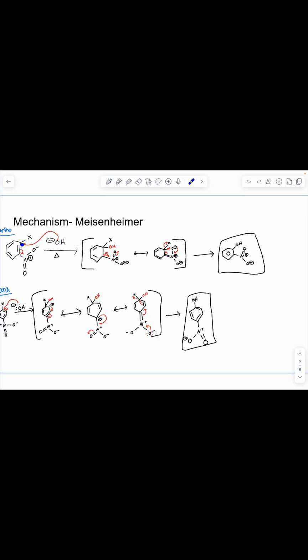And since it attacks that carbon, it kicks this double bond onto the carbon right here, and that creates the first intermediate, and it has an electron pair on it, creating that negative charge. Because in nucleophilic aromatic substitution, the ring is usually an electrophile.